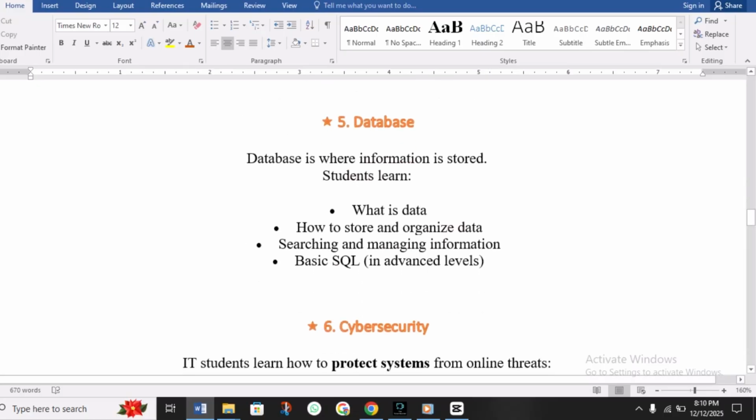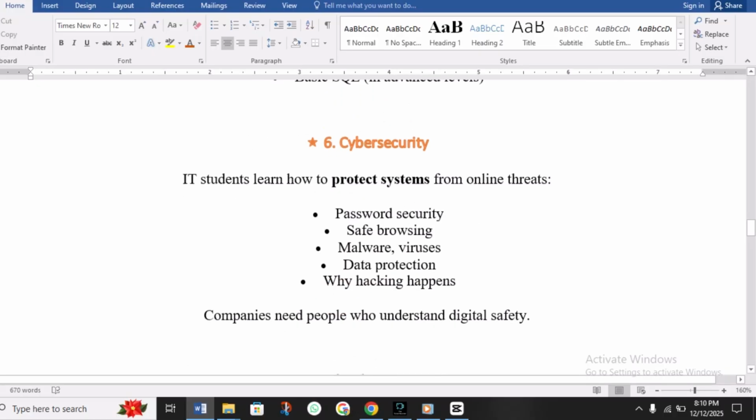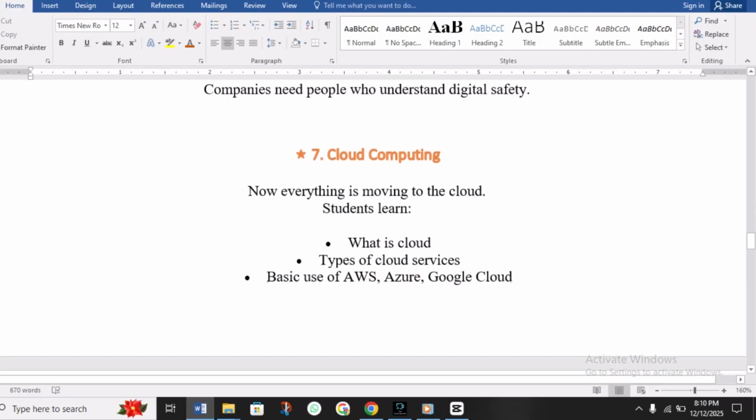Database. A database is where information is stored. Students learn what data is, how to store and organize data, searching and managing information, and basic SQL, with more at an advanced level. Sixth one is security. IT students learn how to protect systems from online threats. Password security, safe browsing, malware, virus protection, data protection, why hacking happens. Companies need people who understand digital safety.